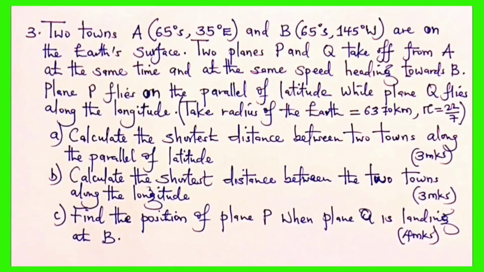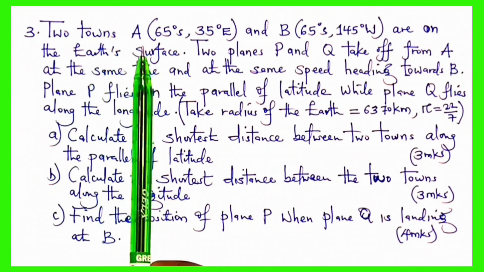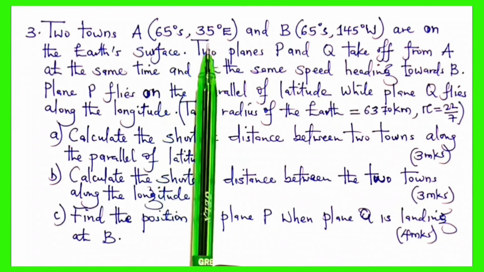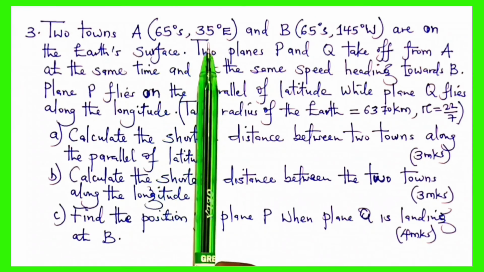Question 3. Two towns A (65 degrees south, 35 degrees east) and B (65 degrees south, 145 degrees west) are on the Earth's surface. Two planes P and Q take off from A at the same time and at the same speed heading towards B. Plane P flies on the parallel of latitude while plane Q flies along the longitude.